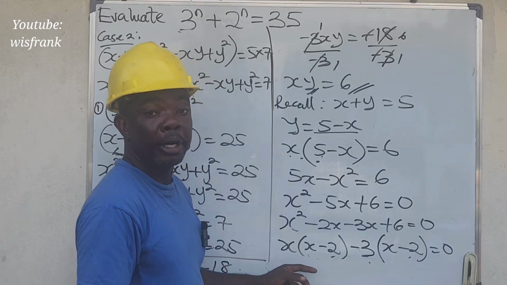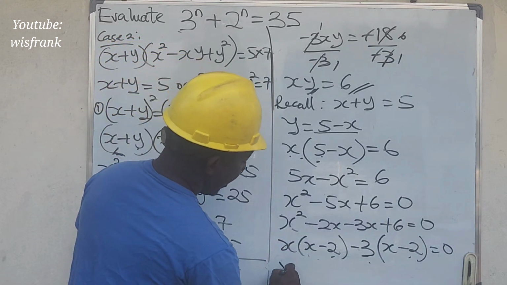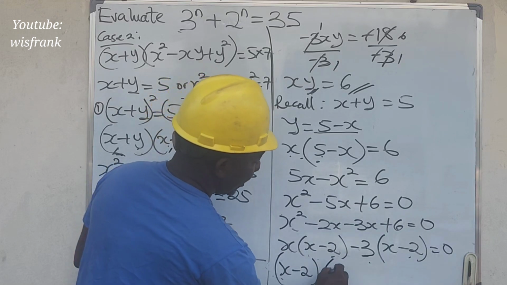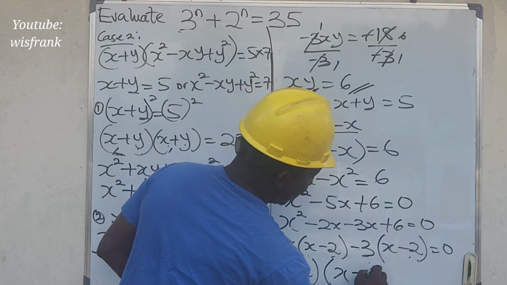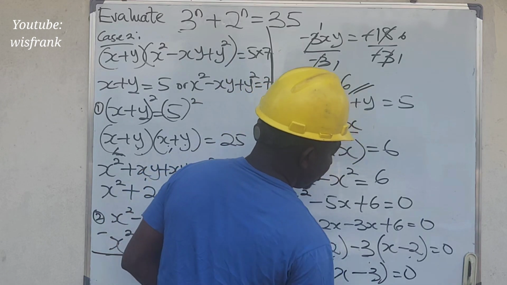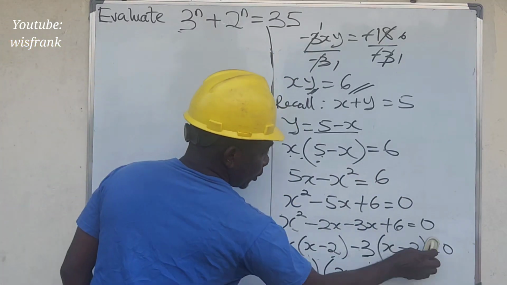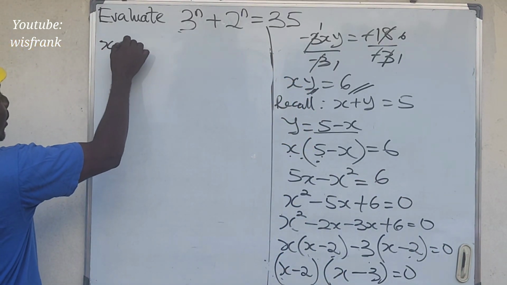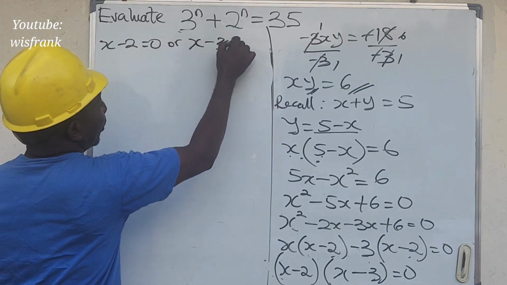So here we have two parentheses which are similar, so we can factor it out. This will become x minus 2. Dividing the whole of here by x minus 2 will give us x. Dividing the whole of here by x minus 2 will give us minus 3, all equals 0. So as we have two parentheses here, it is either the first one, x minus 2 equals 0, or we have x minus 3 equals 0.